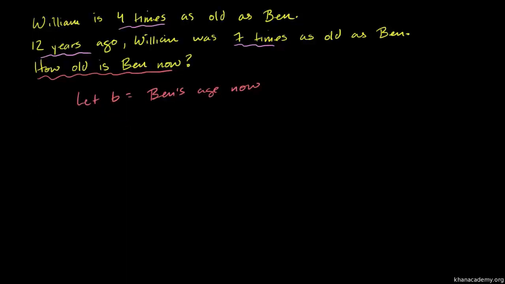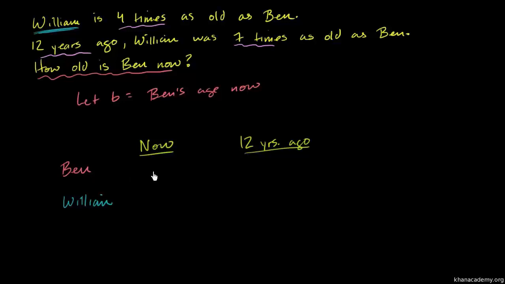I'll do it a little bit more structured in this one, and you could have done many of the problems we've been working on in this way. So let's think about Ben, and then let's think about William. I'll do William in blue here. And then there are 2 points in time we're talking about. We're talking about now, today, and we're going to talk about 12 years ago. So this will be our now column, and then this will be our 12 years ago column.